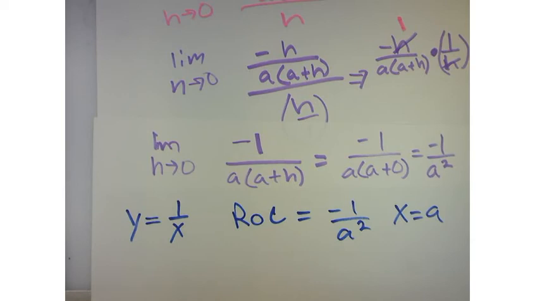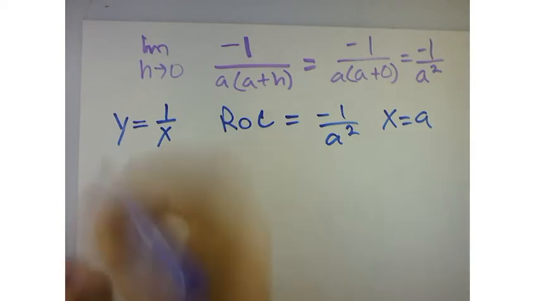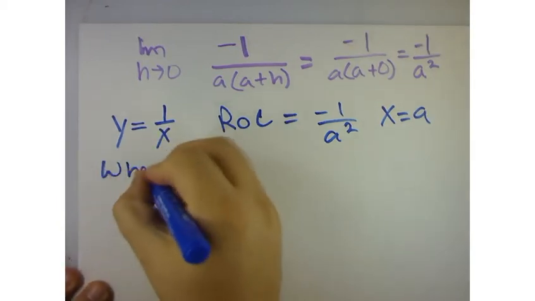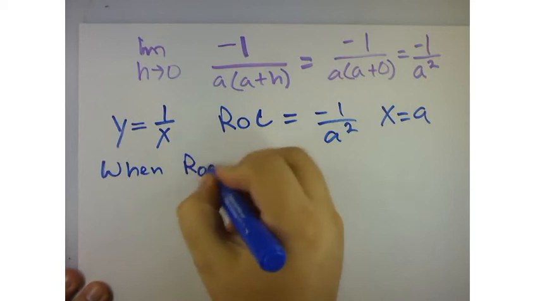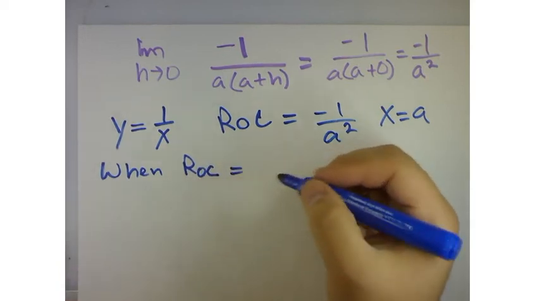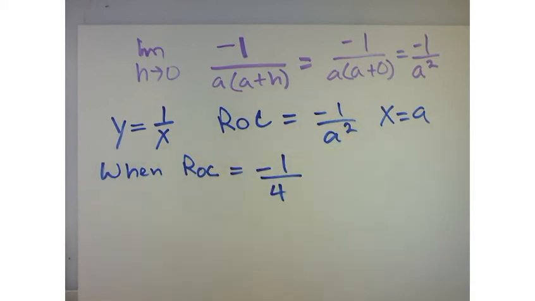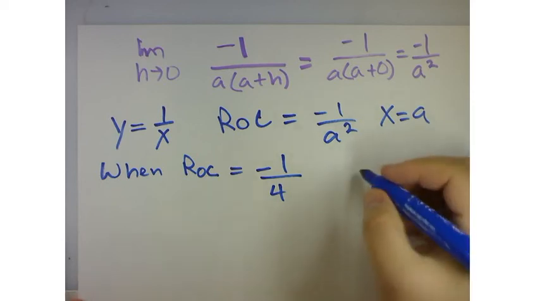Now, the second part of this question, that was just the first part. What they wanted to know is when was the rate of change equal to negative 1 over 4? x equals 2. Very good.